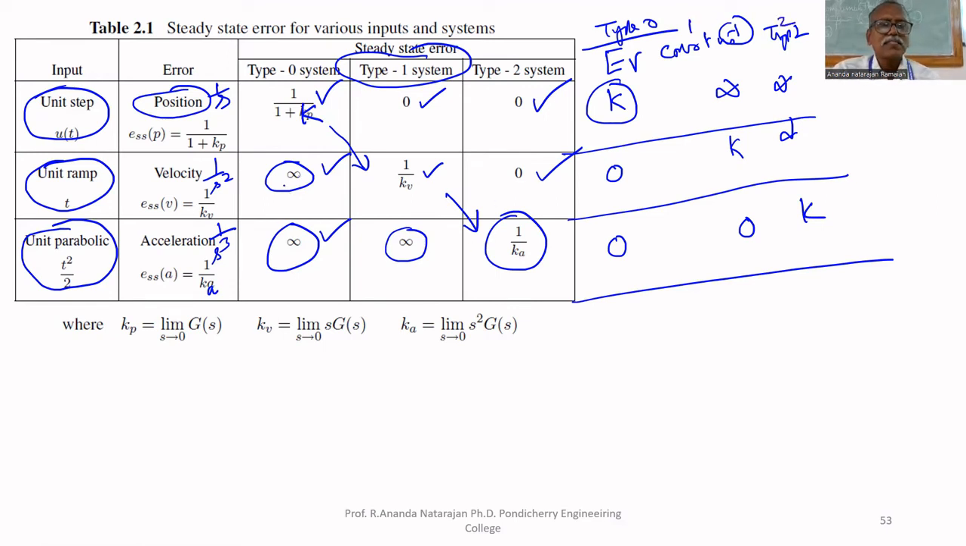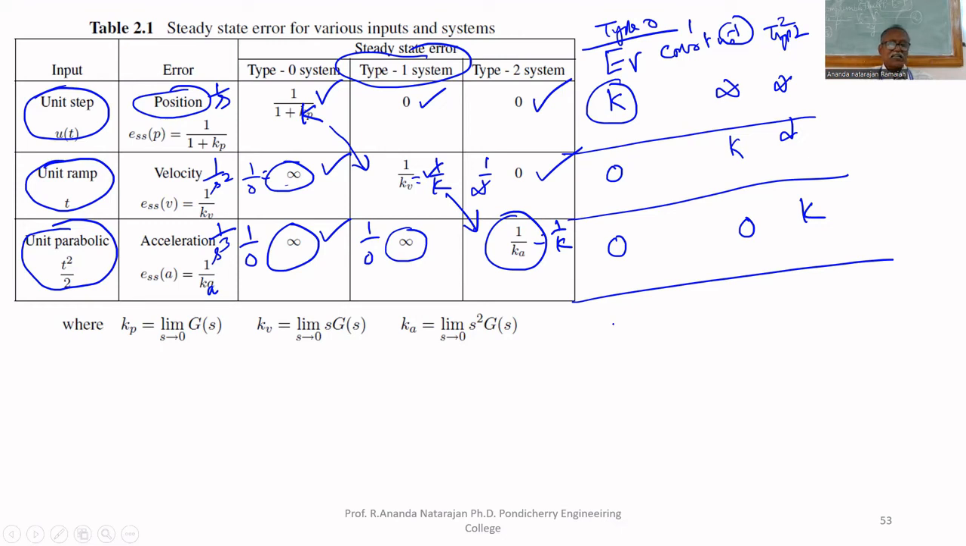Here, what is the steady state error for type 0 system? For velocity input, 1 by 0, that's why infinity. Here it is 1 by K. Here 1 by infinity, that's why 0. Here 1 by 0, that's why infinity. Here again 1 by 0, that's why infinity. Here it is equal to 1 by K. Therefore, this 1 by K is moving downward as type number increases.